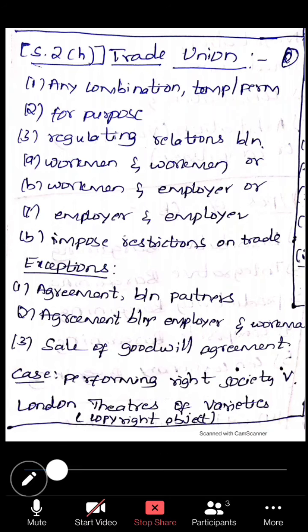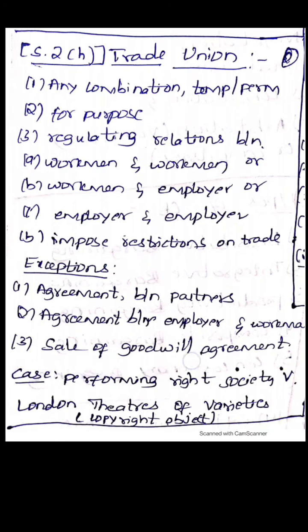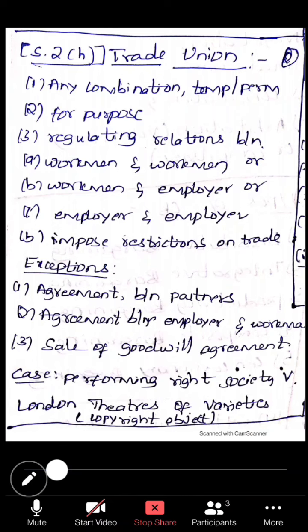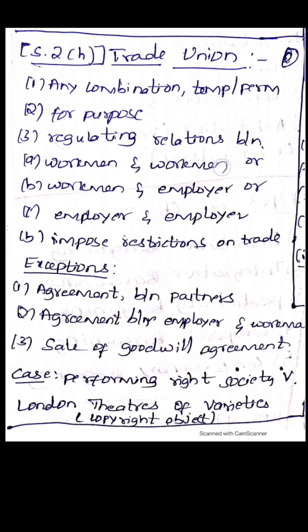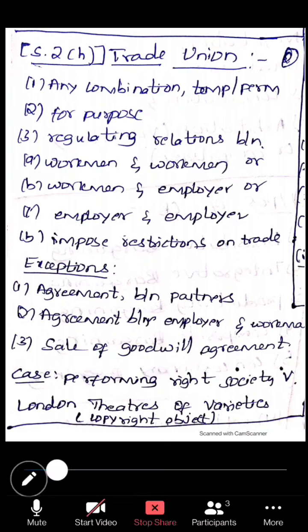These are the exceptions. So there is a case in it, Performing Rights Society versus London Theatres of Varieties. What happened was, in this an association was formed, a combination of persons was formed, but the object was different. The object was they wanted to protect the copyright of their substance. So it was held that it was not a trade union, because the object was to protect the copyright and not mentioned in Section 2(h). For a trade union, the purpose should compulsorily be what is specified in Section 2(h). It should be for the regulation of relations between workman and workman, or workman and employer, or employer and employer.